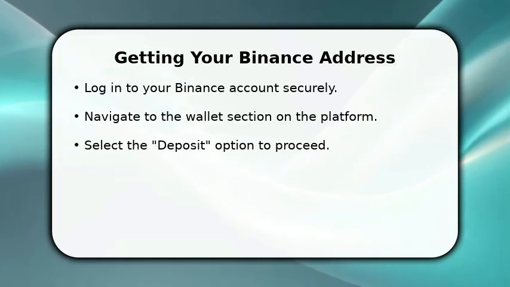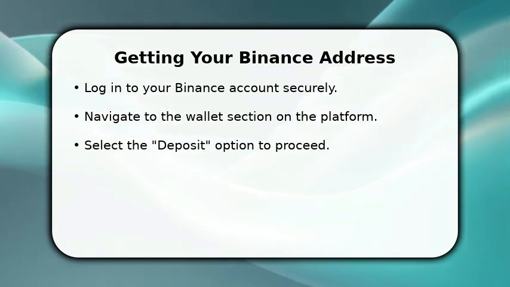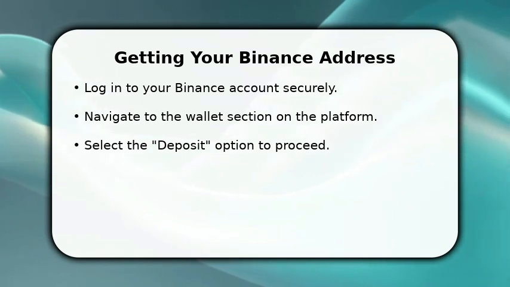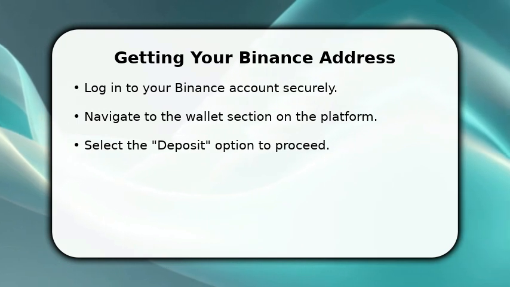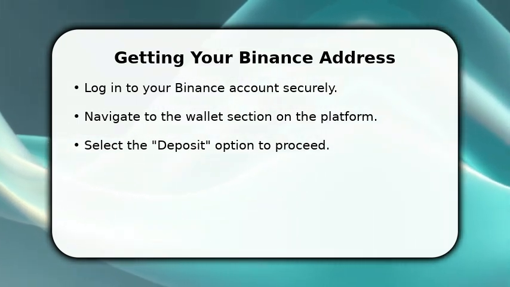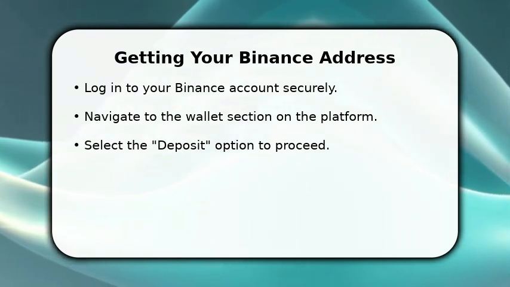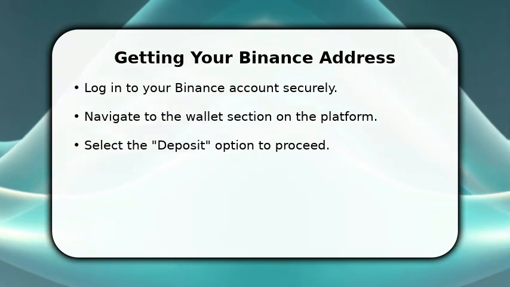In this video, I will show how to get your Binance receive address. First, log into your Binance account using your credentials. Once logged in, locate the wallet section, usually found in the top navigation bar or dashboard. From there, you'll need to select the deposit option. This action will take you to the next step where you can choose the cryptocurrency you wish to receive. It's a straightforward process designed for ease of use.